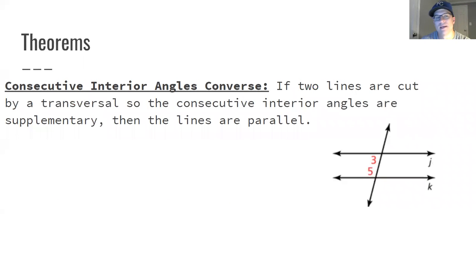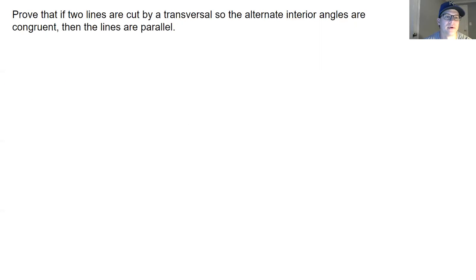The last one, same thing, consecutive interior angles, but remember these ones are supplementary. So if angles 3 and 5 add together to equal 180, then you can say that the lines are parallel. So those are your four converse theorems. Very similar, in fact, almost identical to the 3.2 theorems, except they're just converses. So you're switching the order of the parallel lines and then saying if the angles are either congruent or supplementary.